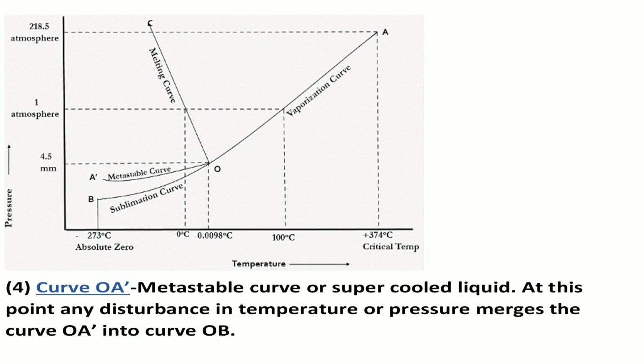In this phase diagram, we observe one more curve, that is OA dash, which represents the metastable state of water. It means that it is possible to supercool liquid water below 0 degrees Celsius, keeping it in the liquid state, provided there is no impurity present in the water and no disturbance in temperature and pressure. If there is any disturbance in temperature and pressure, this supercooled liquid is converted into the solid form, that is ice. At last, we conclude that on curves, the system is univariant.